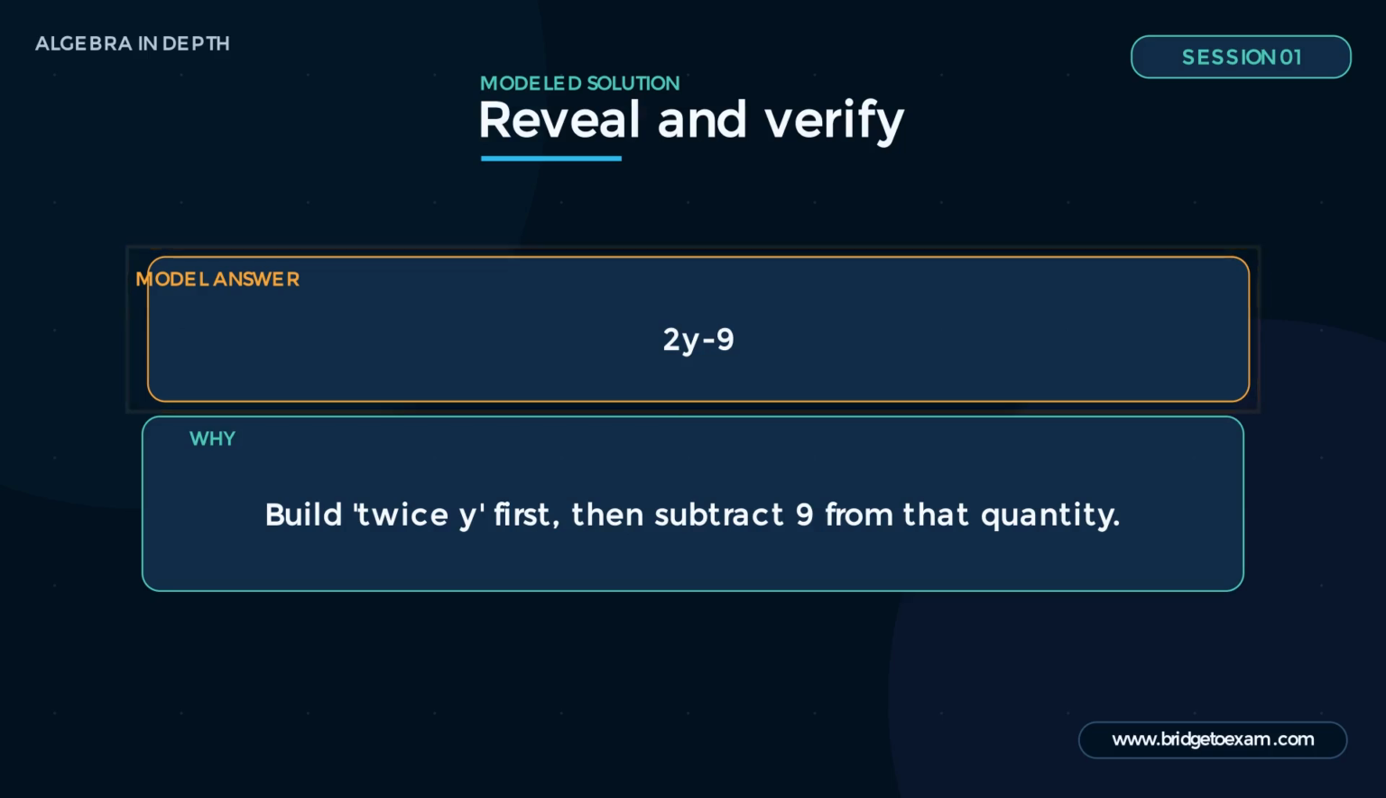Here is the modeled solution. The answer is 2y minus 9. Build twice y first, then subtract 9 from that quantity. Verify it against the exact wording before moving on.